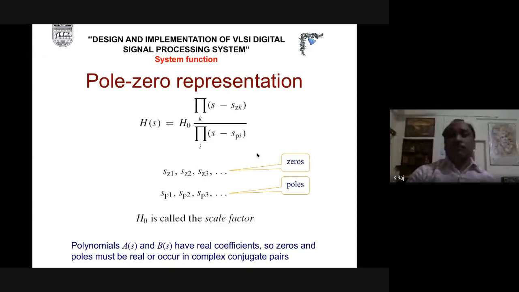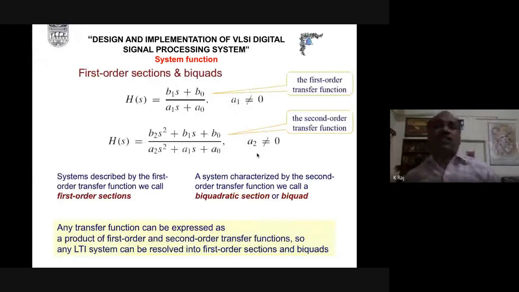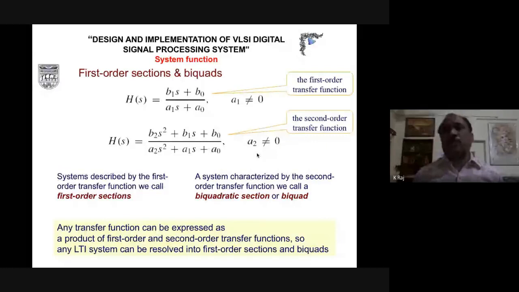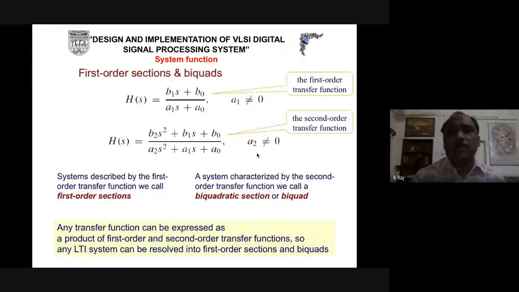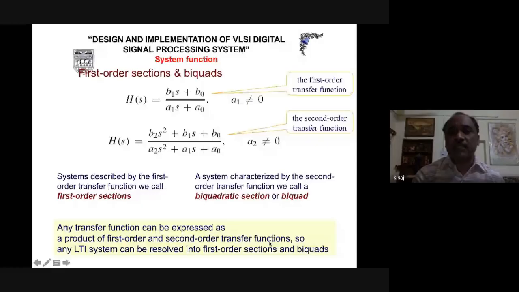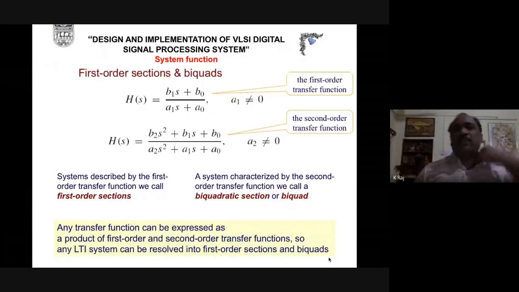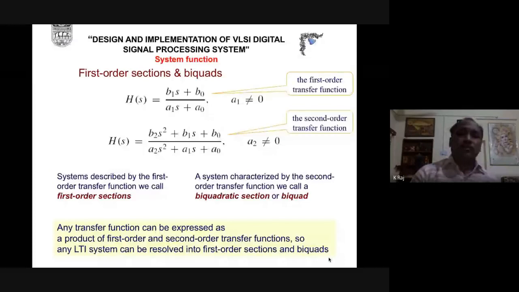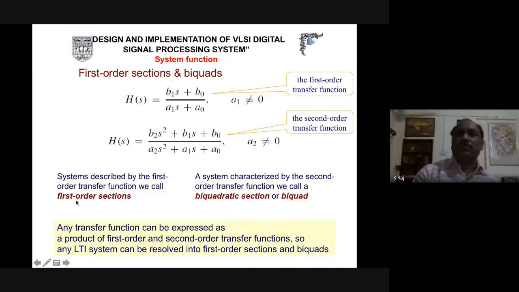Now, we are interested in representing the first order sections and the biquads. Why are we trying to break the total transfer function into first order sections and second order sections? Any function can be expressed as a product of first order and second order transfer functions, so any LTI system can be resolved into first order sections and biquads. Why does this type of breaking take place? In order to avoid the sensitivity of the coefficients. So a system described by a first order transfer function we call the FOS, that is the first order section. And a system characterized by a second order transfer function we call a biquadratic section or the biquad.